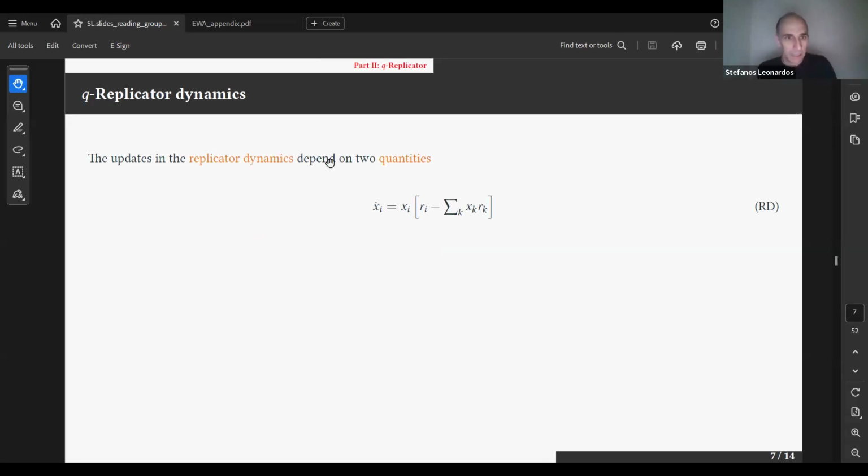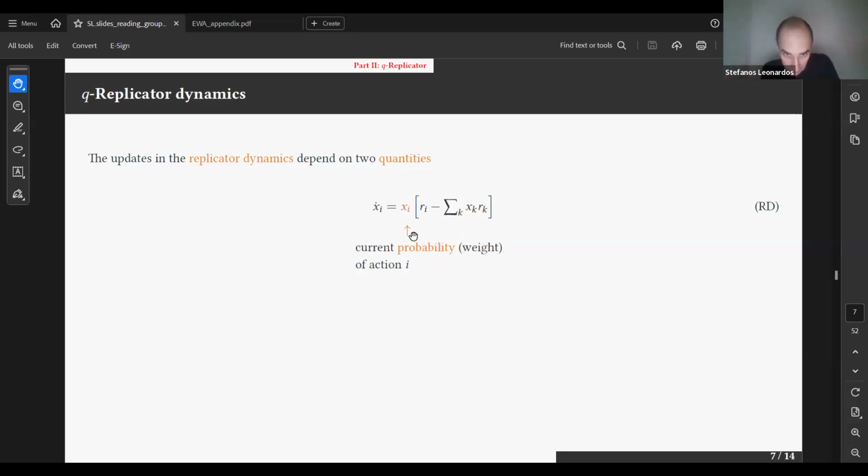The updates in the replicator dynamic equation that we just discussed depend on two quantities. The left-hand side is the rate of change, and on the right-hand side we have two quantities. The first is the relative performance of action i, given the rewards R_i of the original game, or R tilde for a different game. If the reward of action i is better than the average reward, this should create a positive effect for action i. If it's less than the average, a negative effect, and if it's equal, it should be a fixed point.